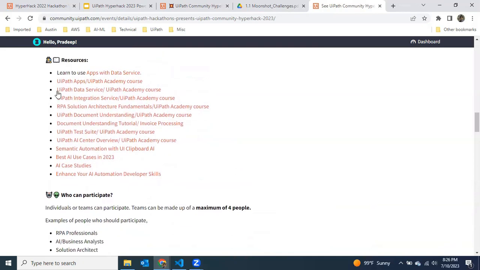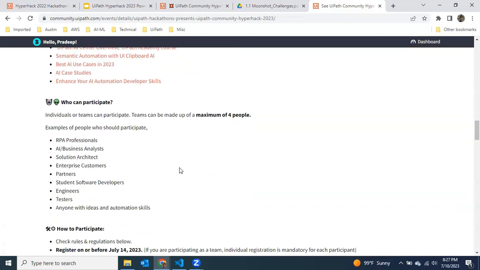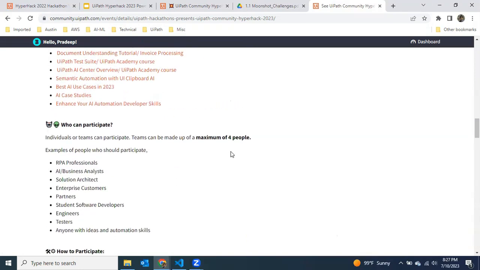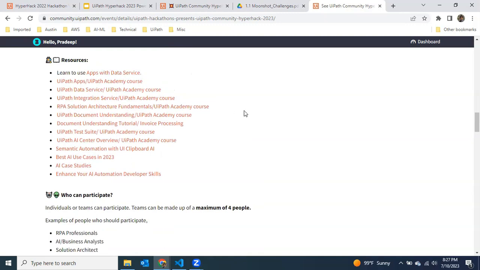Some additional resources, if you will: these are some of the links you can go to, some references to Academy courses, and a lot of Academy courses. Like I said, if you have not had exposure to some of these technologies or platform services from UiPath, you can always look into that. You can also look at some of the AI use cases from the AI Summit earlier this year to get a reference, so that you get an idea how to submit your use cases. There are really nice topics in there, right? You have AI case studies, you have the best AI use cases in 2023. We're not talking about 2022, right, 2023. And if we go up a little bit, I think there's a document understanding tutorial, right? Invoice processing. That's phenomenal, right?